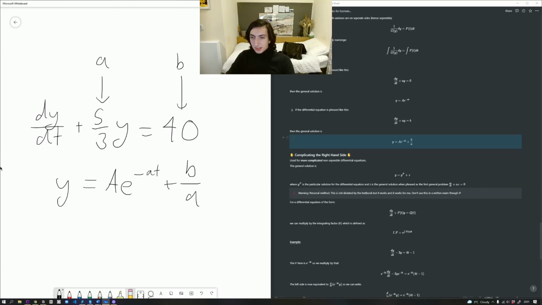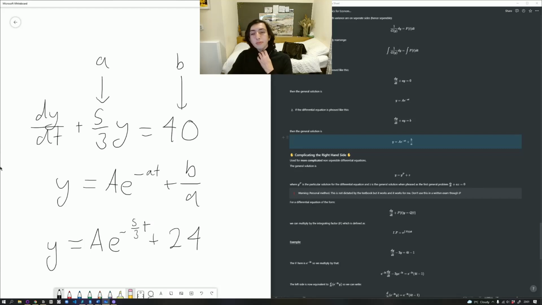Okay, so if I insert that into my formula, I essentially get y is equal to capital A, which we don't know, times e to the power of minus 5 over 3t plus 40 over 5 over 3. So 40 divided by 5 over 3 means I'm timesing it by 3 over 5 as well, which means it is 24.